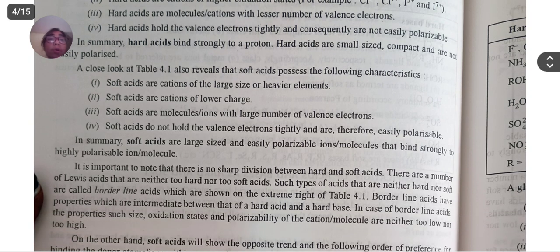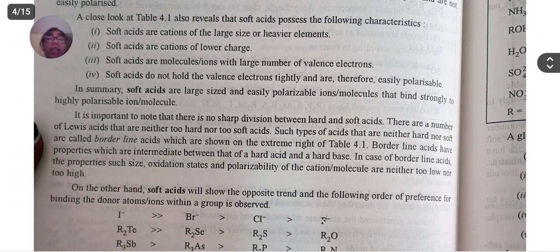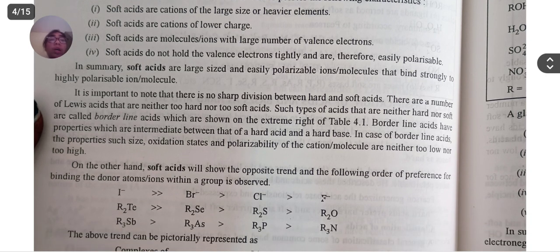It is important to note that there is no sharp division between hard and soft acids. There are a number of Lewis acids that are neither too hard nor too soft. Such acids that are neither hard nor soft are called borderline acids, which are shown in the extreme right of table 4.1. Borderline acids have properties which are intermediate between those of hard acids and soft acids. In the case of borderline acids, properties such as size, oxidation state, and polarizability of the cation or molecule are neither too low nor too high. Soft acids, on the other hand, show the opposite trend.